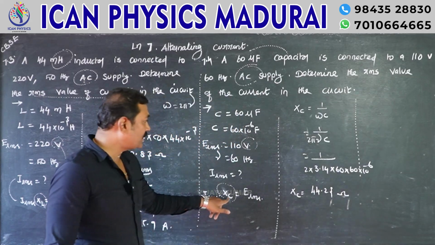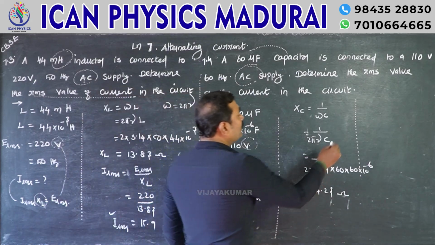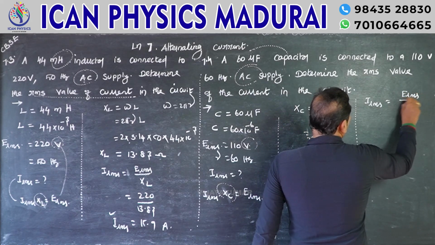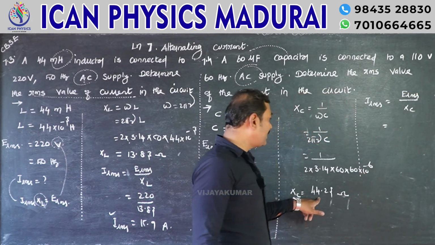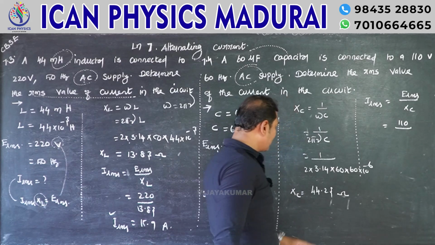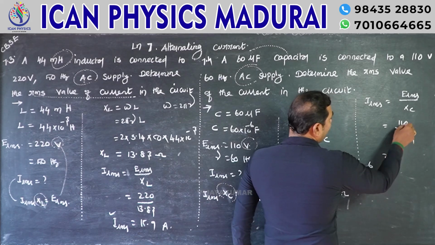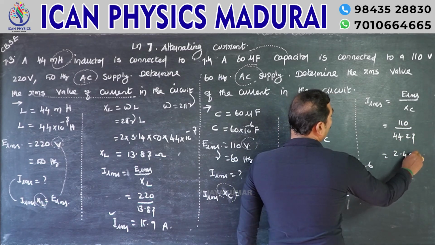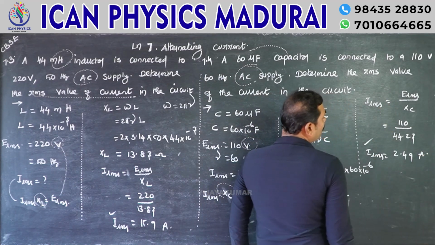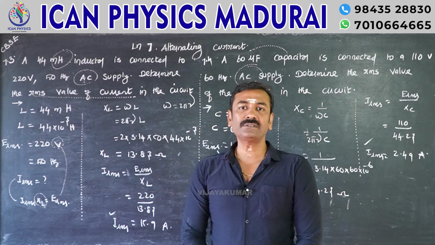Now we have to calculate IRMS. The multiplication XC goes to the right side as division. So IRMS equals ERMS by XC. What is the value of ERMS? ERMS is 110. So 110 divided by XC, 44.23. Then we divide, and finally we get 2.49. That is the IRMS. What is the unit of current? Ampere. So 2.49 ampere. Do you get it now? Do you have any doubts? No doubts.